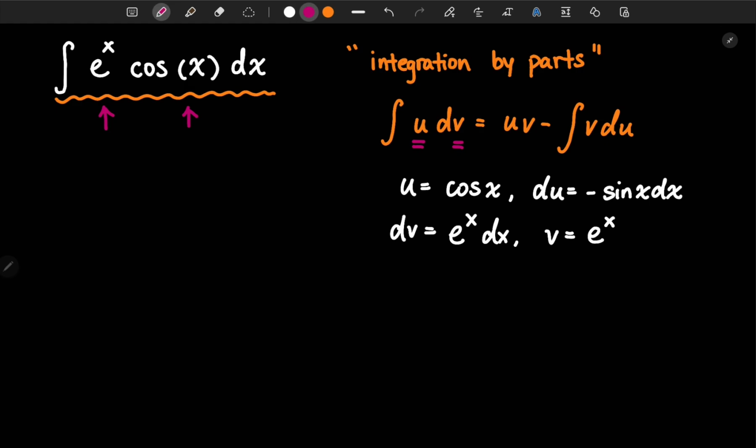In general, there is an order for how to pick your u and v, and the way to pick it is called ILATE. I-L-A-T-E. If you haven't heard of this, just search online what ILATE means in integration by parts, and it will tell you how to pick your u and v in order.